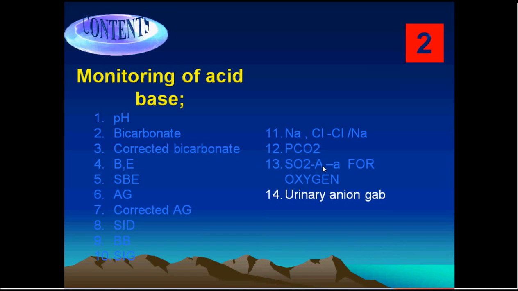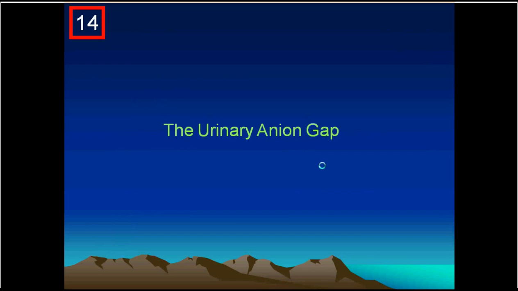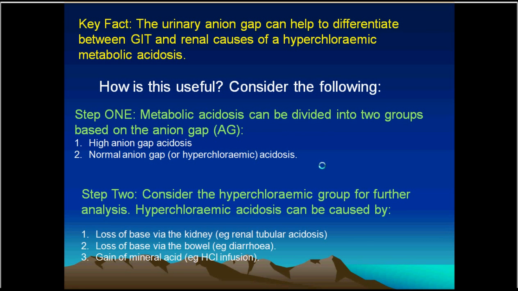Bismillahirrahmanirrahim. Today we are going to talk about urinary anion gap. Urinary anion gap, this is another monitor, or the last monitor, of the acid base. To start with, we resorted to study the urinary anion gap when we studied metabolic acidosis.